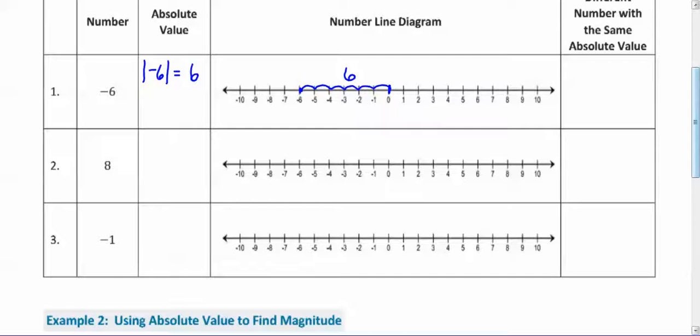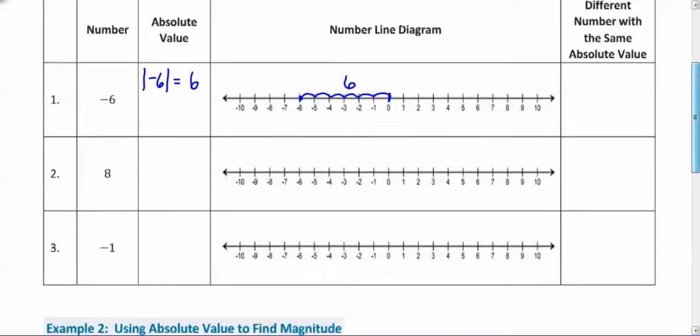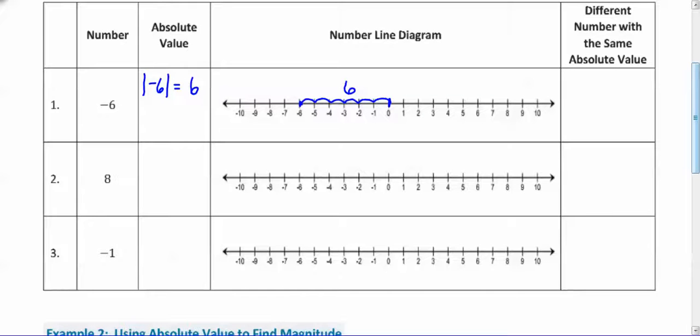So what other number in this last column here, a different number with the same absolute value? Lola? 6. 6, very good. So we're going to go from 0 to +6 now, and that's also an absolute value of 6. So the absolute value of 6 equals 6 as well.